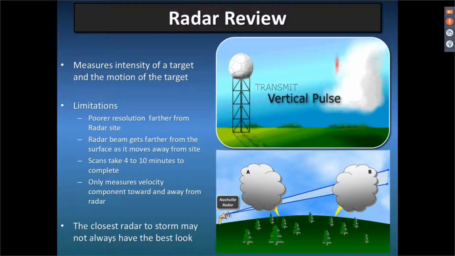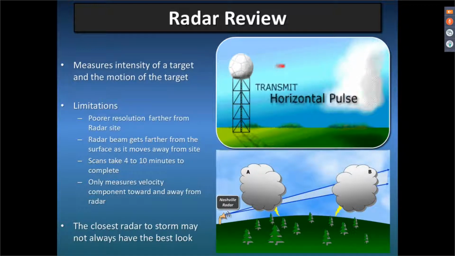So the radar beam is getting higher and higher above the surface of the Earth. And that's, again, because the Earth is curved. So if we're looking at storm A there on the screen, let's say that's right over Nashville, we can see that storm really well. But if we're looking at storm B, let's say it's over Lawrenceburg, we're looking at the middle to the upper parts of that storm. So we could be missing some of the severe weather that's going on at the surface of storm B because it's just so far away from the radar. So that's one of the issues with our radars.